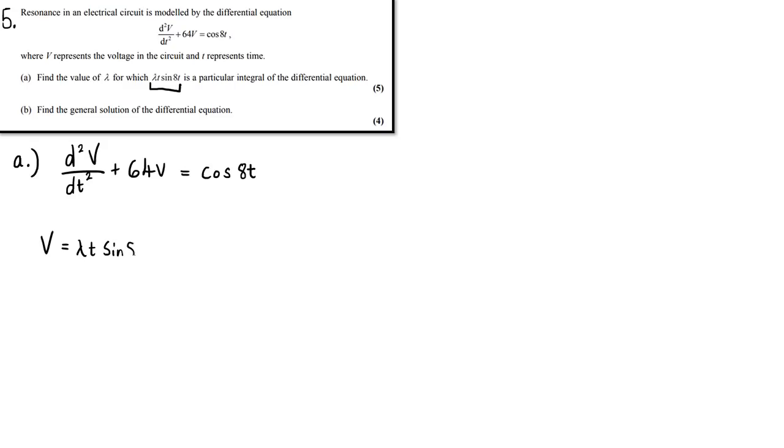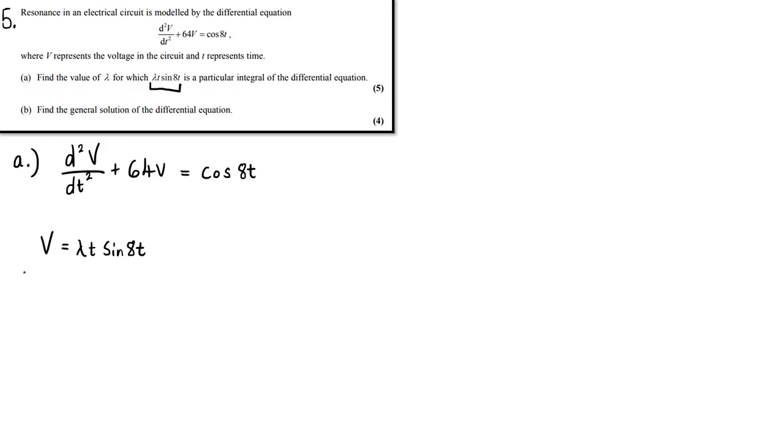sine 8t. Okay, and what I want to do here now is find the second derivative. Notice this d squared v by dt squared. That's the second derivative of v here with respect to t twice. So it's the second derivative, and then we've got 64 lots of v here. So if I can find the second derivative and then add 64 lots of v to it, then we should say that this expression here is equal to cos 8t. And what we should be able to find here is that we can then go on to solve for lambda.